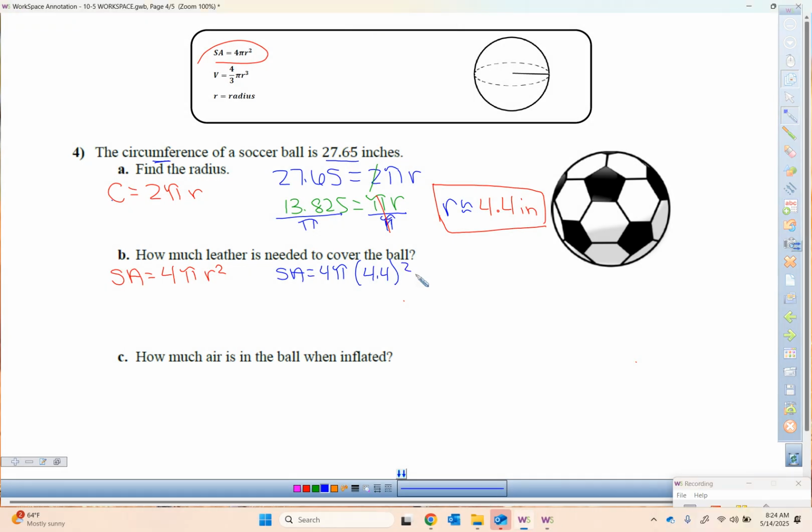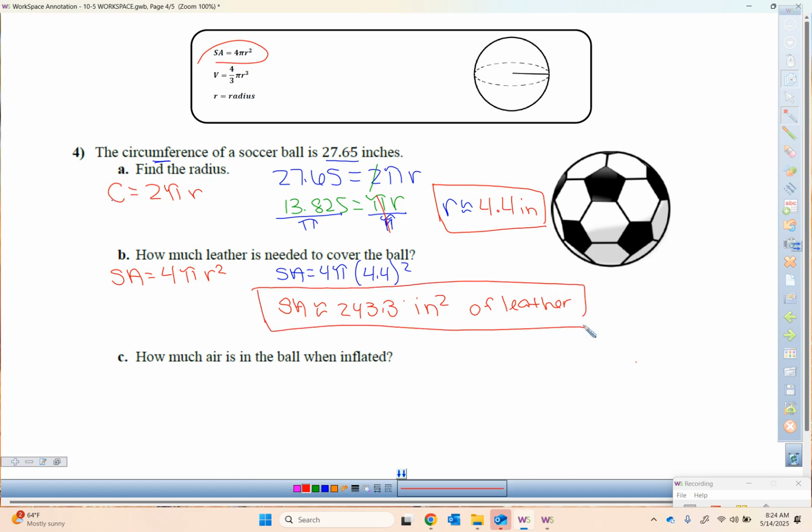Okay? So plugging this into our calculator, you should get a number, and this is 243.3 inches squared. How much leather? So we would put of leather. Okay, so to cover a ball, you would need 243.3 inches squared of leather to cover it. Okay, how much air is in the ball when inflated? So that's filling it, right? How much space, what are we taking up on the inside of it, okay?